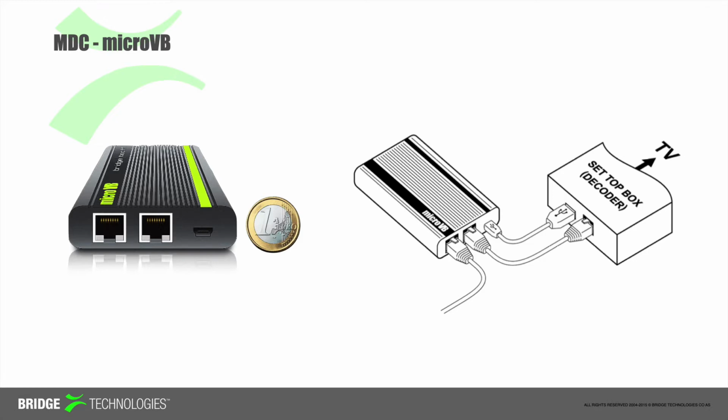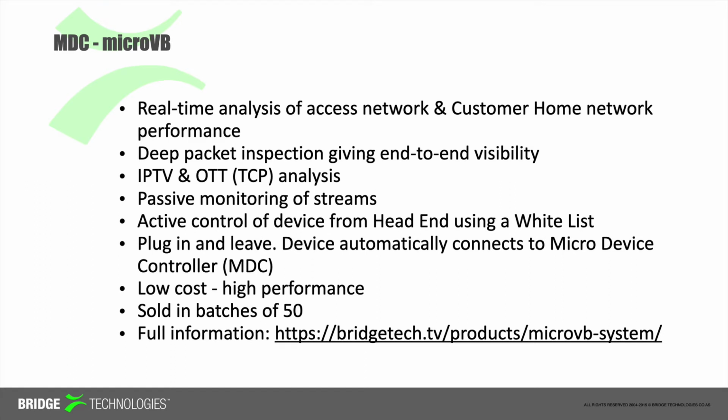It can monitor multicasts and OTT traffic. You can connect it in line with a set-top box and use power from the set-top box, USB power from the set-top box, or from any convenient outlet. The MicroVB can perform real-time analysis in the network, performing really quite deep network analysis and packet analysis. And this, combined with other Bridget Tech system probes, will give complete end-to-end visibility.